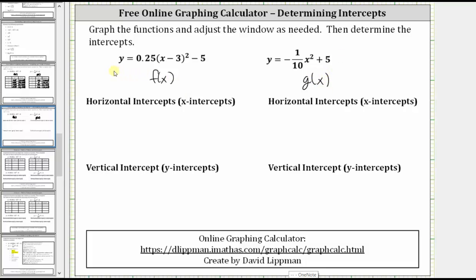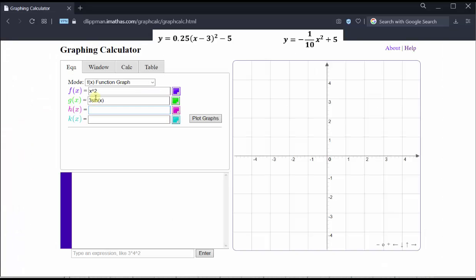And now let's go to the calculator and enter the functions. We need to clear the existing functions and enter the new functions. For f of x equals, we enter 0.25, open parenthesis, x minus 3, close parenthesis, raised to the power of 2. The exponent key is shift 6, and then we have minus 5.